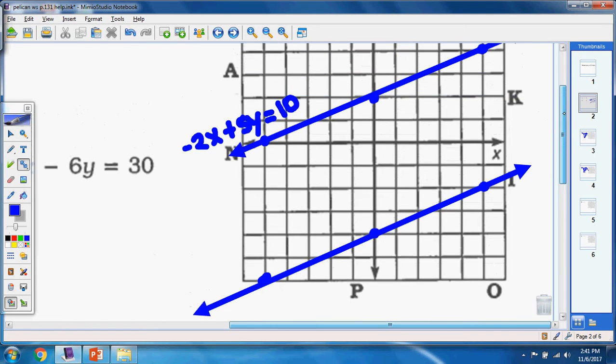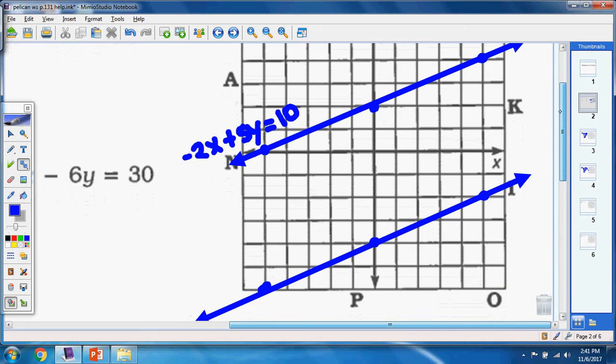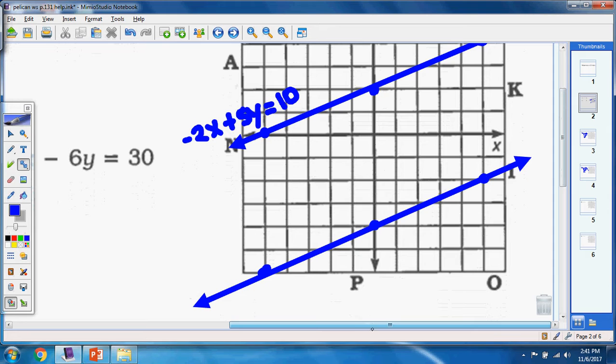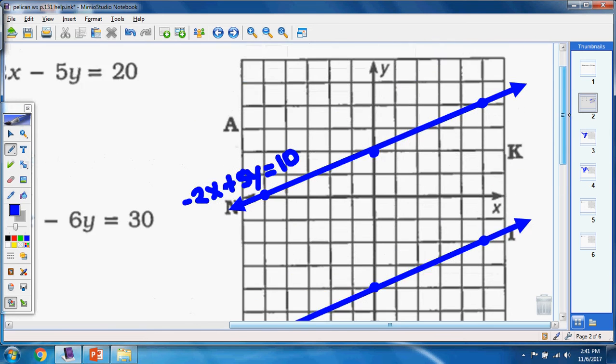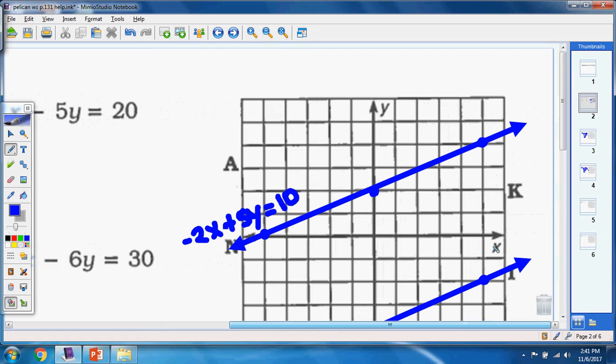But what you should notice about these two lines is there's a specific phrase or a vocabulary term. So as I'm writing down my equation, I'd like you to think about what that's going to be. My equation again is 2x subtract 5y equals 20.